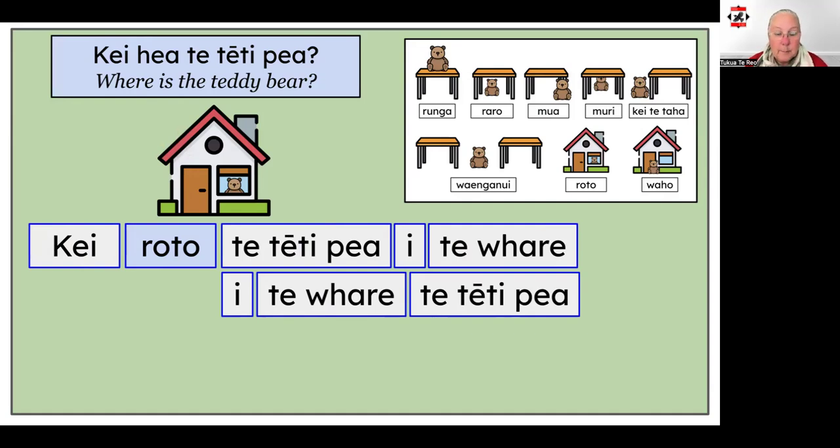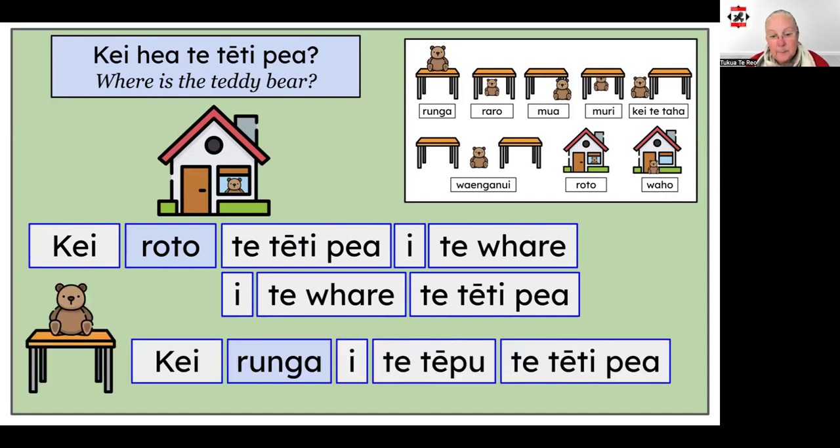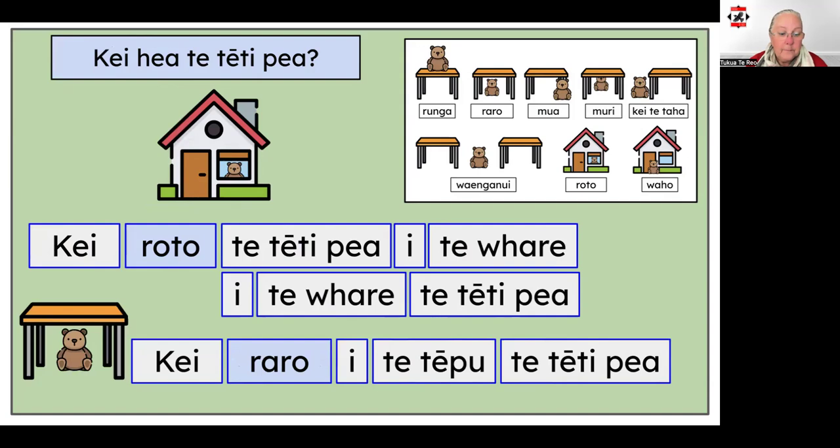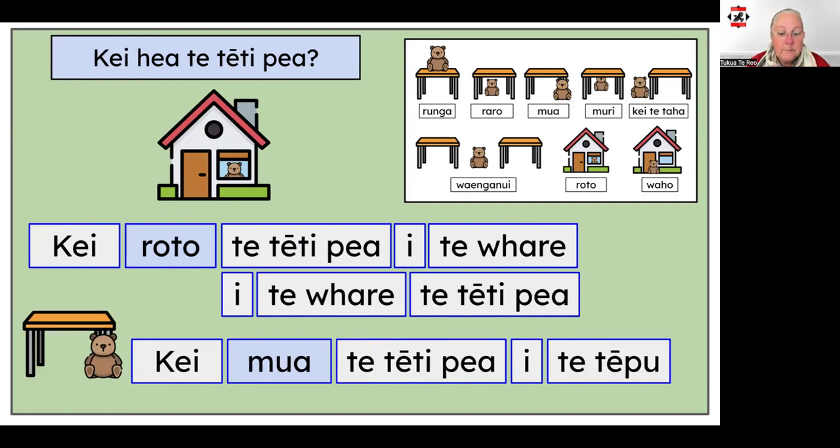Here's a few more examples. Kei runga i te tepu te tēti pea. The teddy bear is on the table. Kei raro i te tepu te tēti pea. Switching the order now. Kei mua te tēti pea i te tepu. And the last one. Kei muri te tēti pea i te tepu. The teddy bear is behind the table.